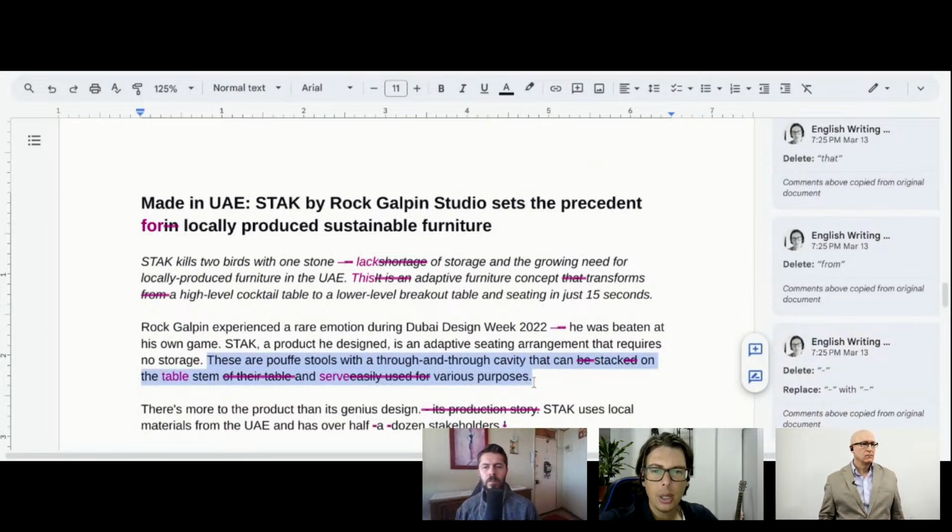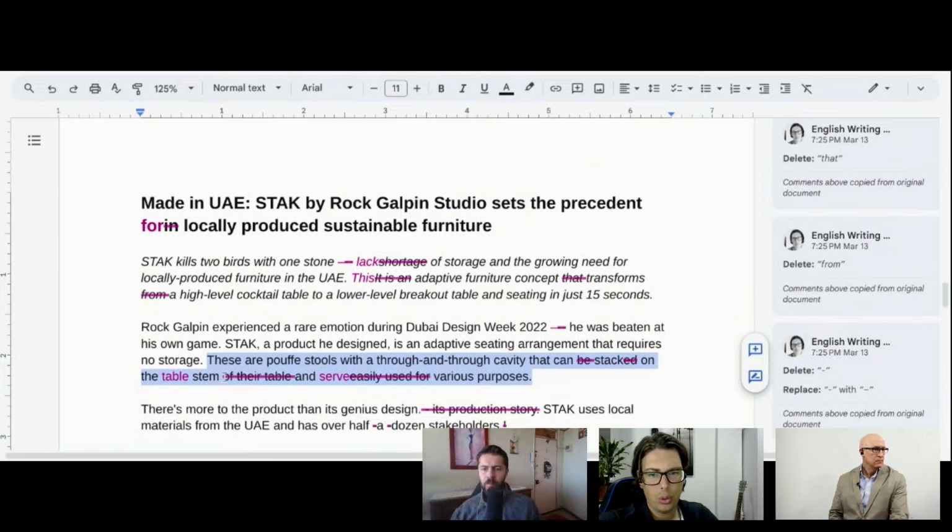This sentence: "These are pouf stools with through-and-through cavity that can be stacked and can be used." Well, that's passive voice. So I don't think there's anything wrong with passive voice in this. It's not incorrect. I certainly don't subscribe to the idea that you have to make everything active voice. But if we can make it active, we can save words. So the pouf stools can stack, right? They can do the action themselves, which saves us words, makes it simpler.